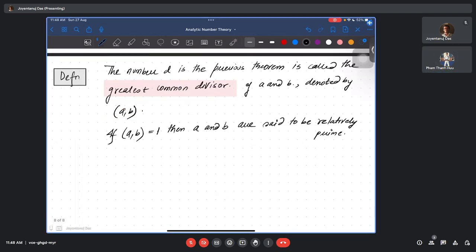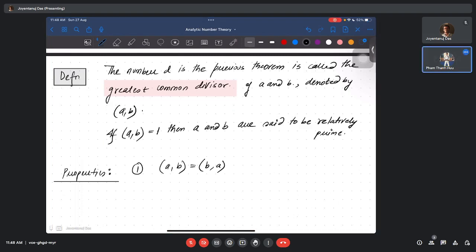So now there are some properties of this GCD. Let us see the properties. The first one is that the GCD of A, B is the same as the GCD of B, A. That is obvious. GCD of A, B and GCD of B, A are the same.